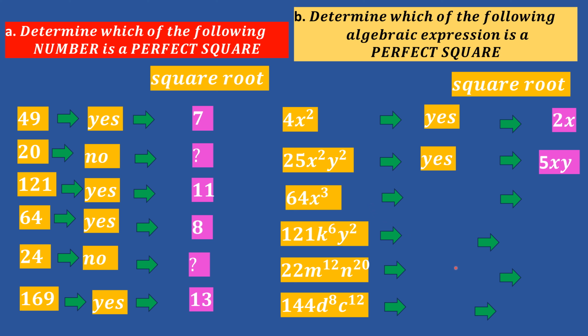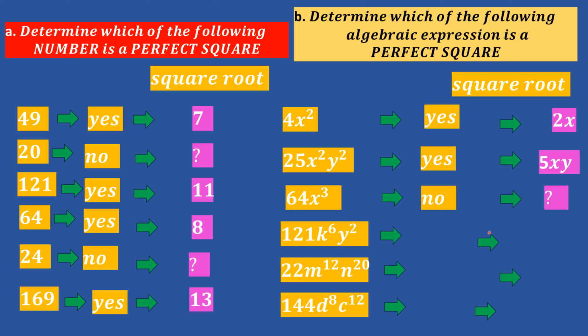What about 64x cubed? Is 64 a perfect square? Yes. But what about the x cubed? So 64x cubed as an overall expression, is this a perfect square? It's not. Although the constant 64 is a perfect square, the literal factor x is used as a factor 3 times, and 3 is not divisible by 2. Thus, as an overall expression, 64x cubed is not a perfect square.